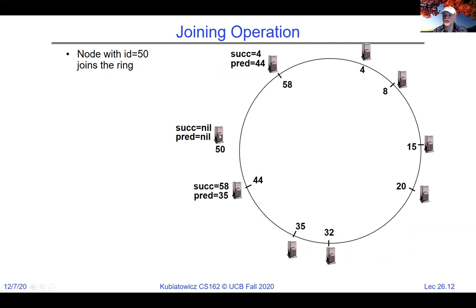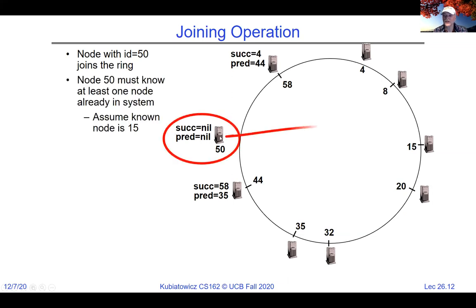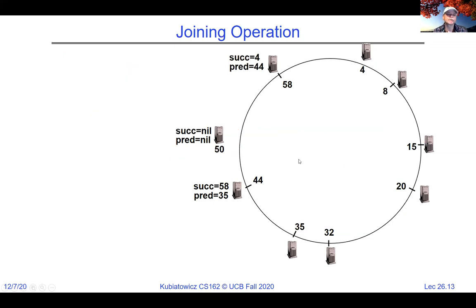Well, just like we've been talking about with clients, presumably I know one of the nodes in the system. And if you remember, this ring has nothing to do with locality. That node could be, I don't know, 8 or 15 or something. So this new node needs to know one gateway node, and I'm going to say 15 just for the sake of argument. And what are we going to do to join? Well, we're going to send a join message to the node we happen to know about.